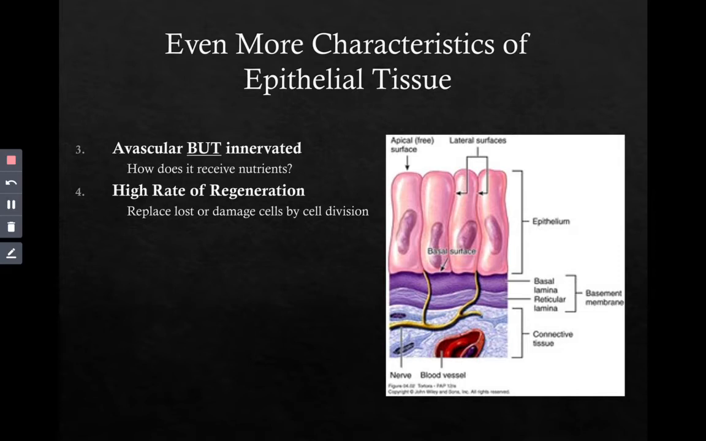Well, what happens is the connective tissue is vascular, and the connective tissue is so close to the epithelial cells that the epithelial cells are able to get the nutrients they need from the blood vessels in the connective tissue. They're able to get these nutrients from blood vessels that are in connective tissue, but not epithelial tissue, via a process called diffusion. So the way that epithelial tissue receives nutrients is via diffusion from blood vessels in connective tissue that underlies all epithelial sheets.